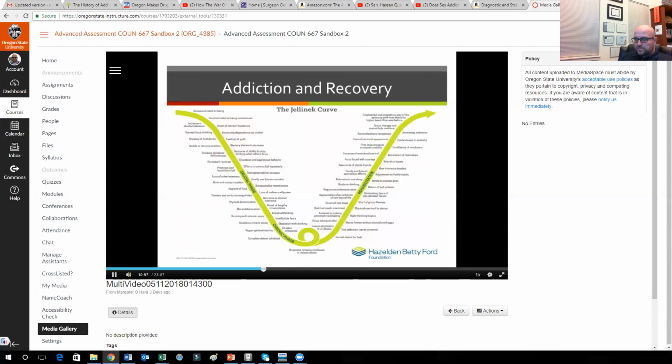Here we see Hazelden Betty Ford has put together a representation of the Jellinek curve, and it shows the progression of the disorder in the crucial phase through the chronic phase, and then the turnaround through rehabilitation. So we see this representation could be used to show individuals where they were at in the process, assess where they were, and then to act accordingly.